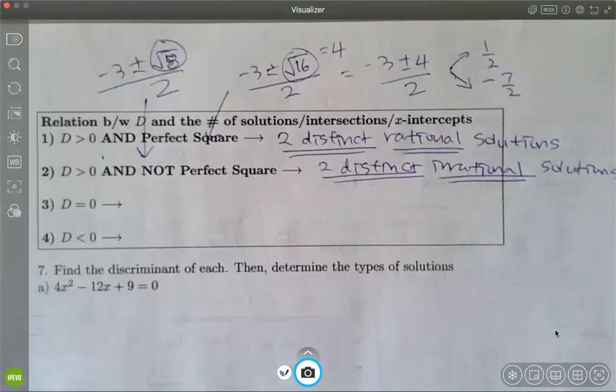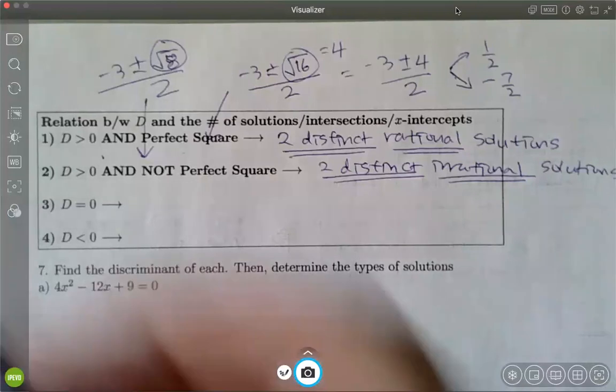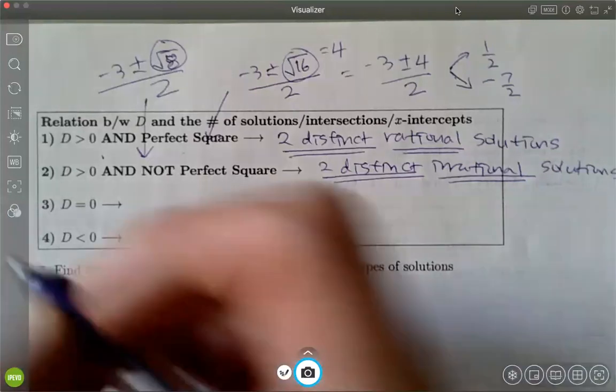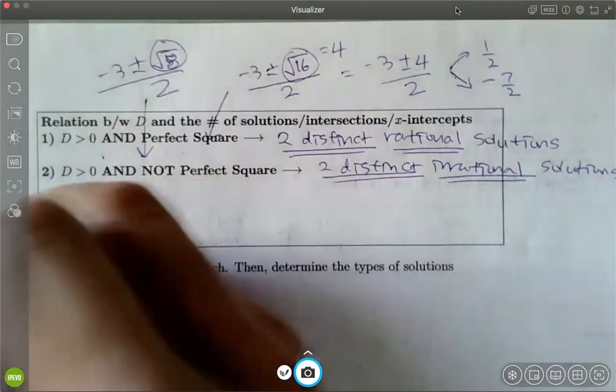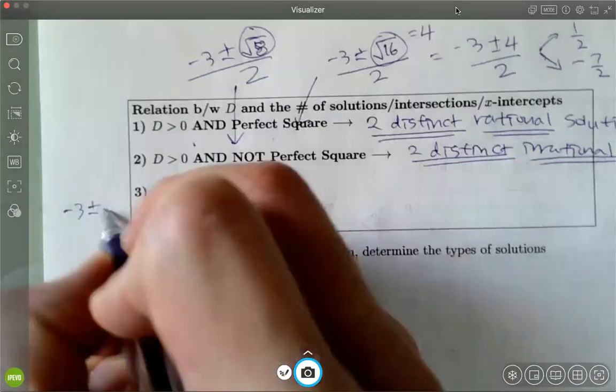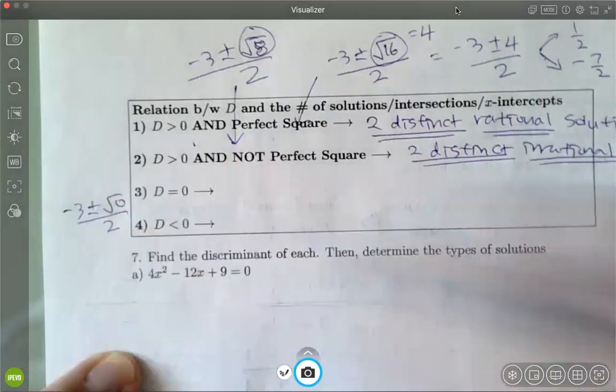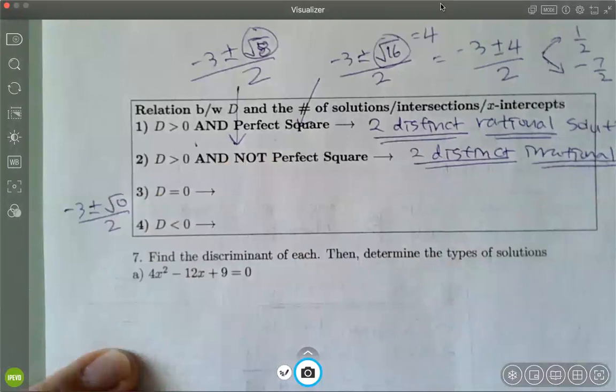Now third case, zero discriminant. So what does that mean? Zero discriminant means we have, I'm running out of space, something like negative 3 plus minus square root of 0 all over 2. So we have something like this.